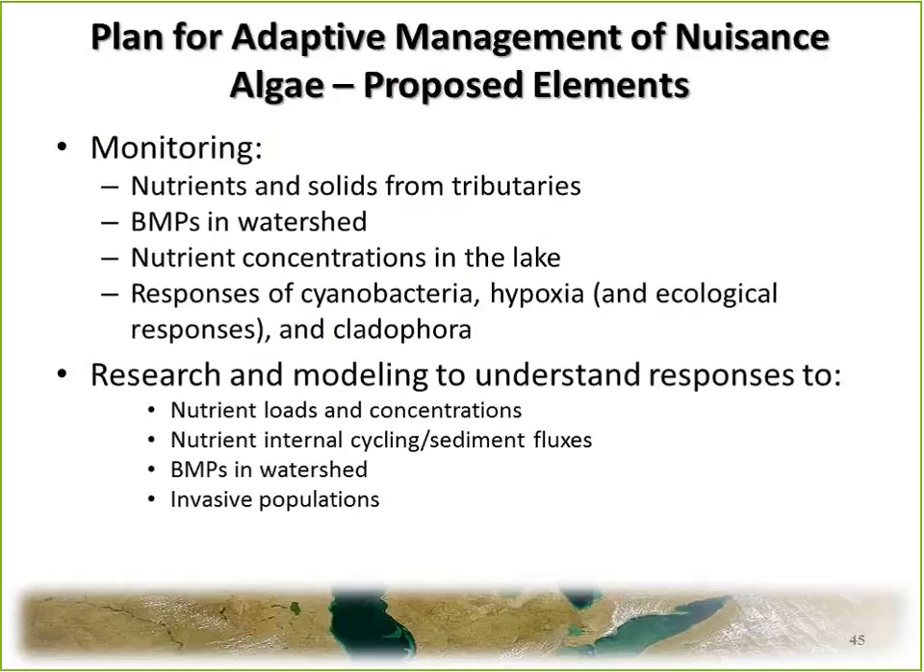So the plan for adaptive management is to monitor all those things. Monitor nutrients and solids from the tributaries, monitor best management practices that are put into effect in ag lands and what the results are in nutrient concentrations in the lakes, and how all these problems respond. And to conduct research and keep developing models to try to understand those responses.